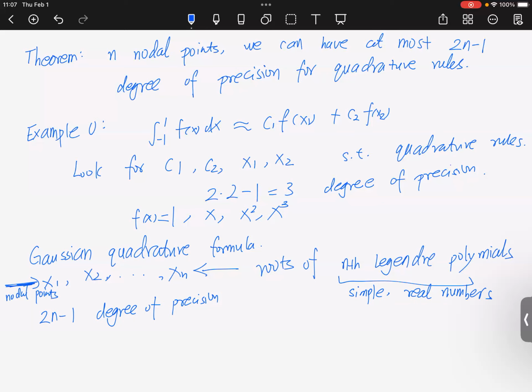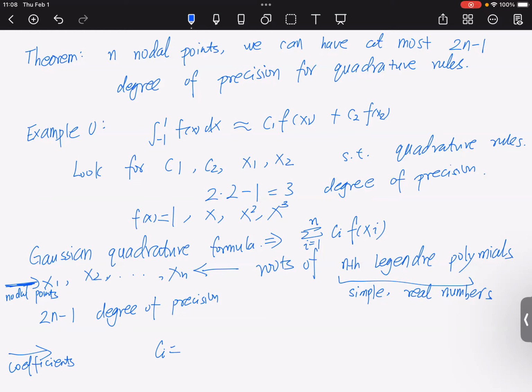What is the remaining thing to figure out in the Gaussian quadrature formula? The general quadrature formula is the sum over i equals 1 to n of Ci times f(xi), with n nodal points. We already have the xi, the nodal points, by solving the Legendre polynomial, which gives n roots. The rest we need to figure out is the Ci, the coefficients. The coefficients are computed in this way: we use the basis functions in the Lagrange polynomial, and then we do the integration on them.